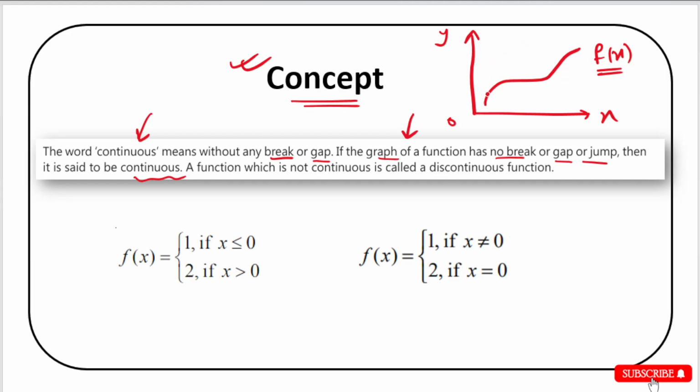You can take another example also. Suppose it is a linear function like this. Here also you don't need to lift up your pen while drawing this graph. So it is also a continuous function.